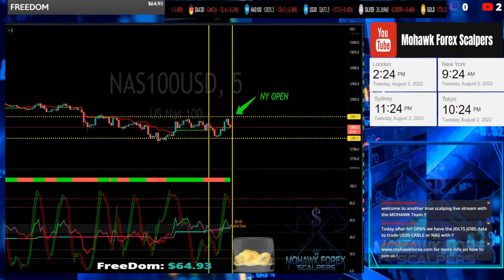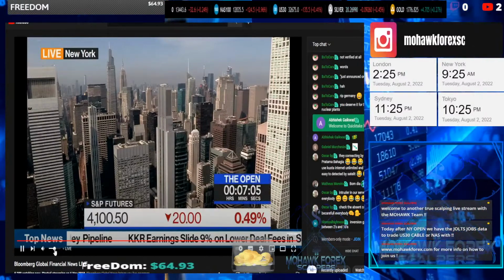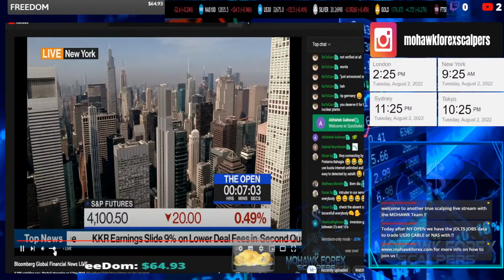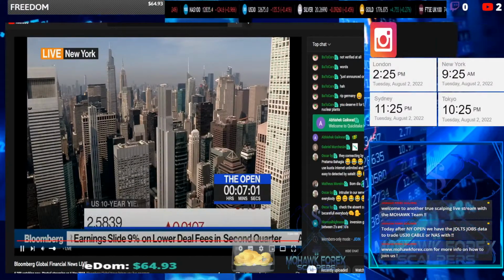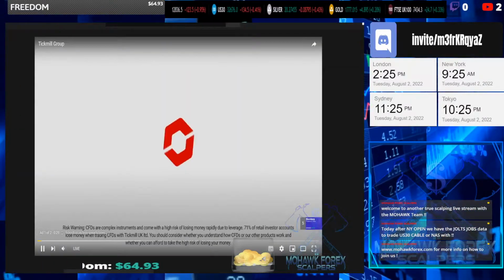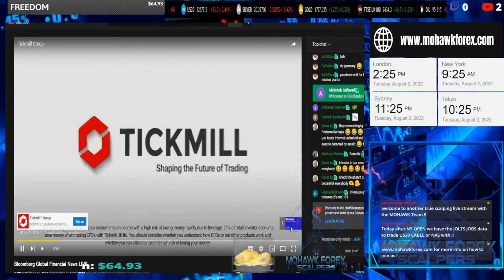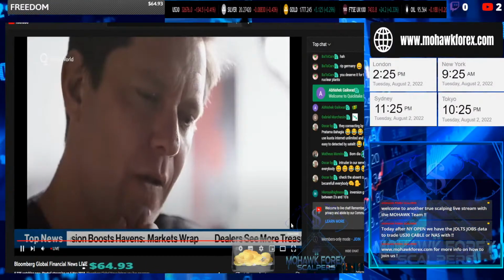Yeah, it's all about the earnings. We've got Bloomberg. Just half of 1%. Yield just a little bit lower this morning and now higher by a basis point on the 10-year at 2.58. Tickmill, shaping the future of trading. It happens on the open.